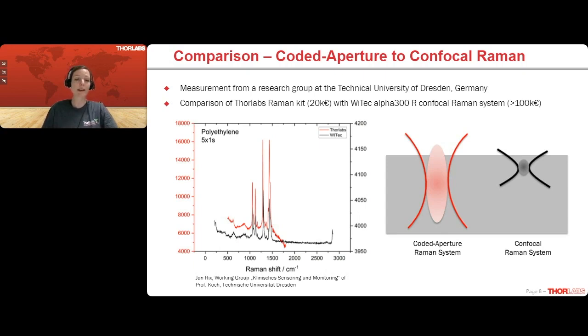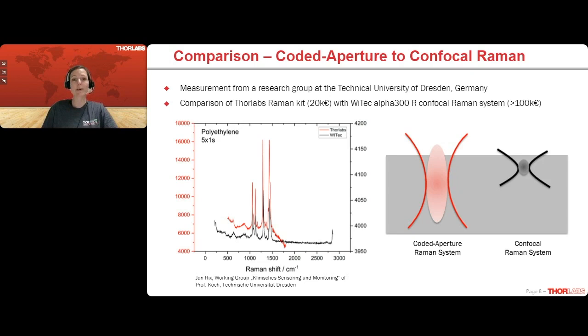On the left-hand side, you can see the measurements. Red is the Thorlabs data, and black the WITec data, which are taken by these two devices. And in both cases, it's very easy to identify the sample as polyethylene, and both measurements show a good signal-to-noise ratio.